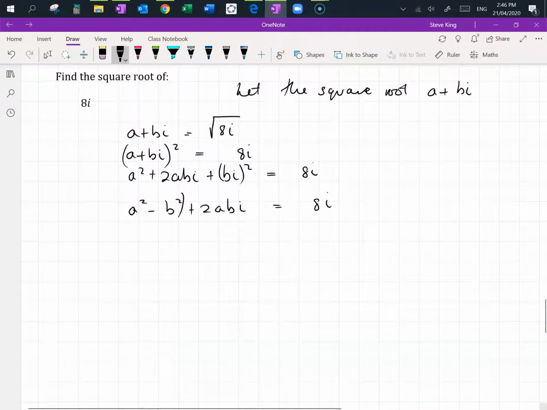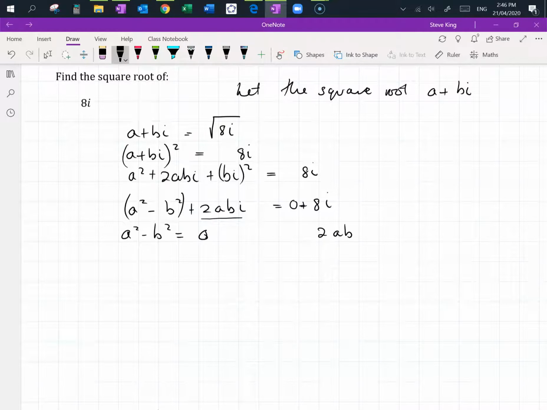Now, this is the real component, and this is the imaginary component. And although we don't write it down, the real component for this number is 0. So in other words, I can say that a squared minus b squared equals 0. And I can also say that 2ab is going to equal 8. So I've got two unknowns and two equations. So let's go about working these simultaneously.